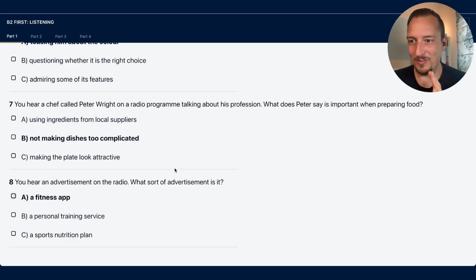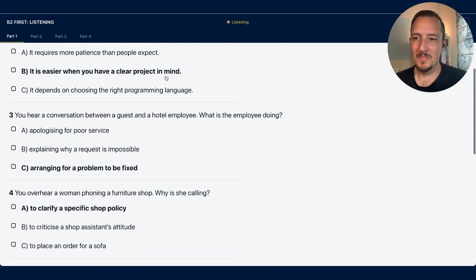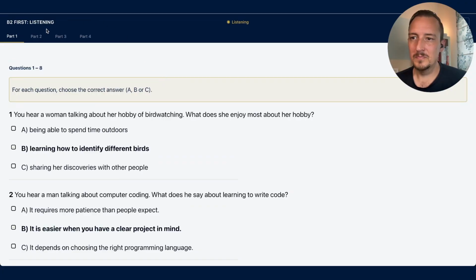That's the end of listening part 1. As you notice, you do hear each track twice. So let's move on to listening part 2. That is the end of part 1. Now go to part 2.